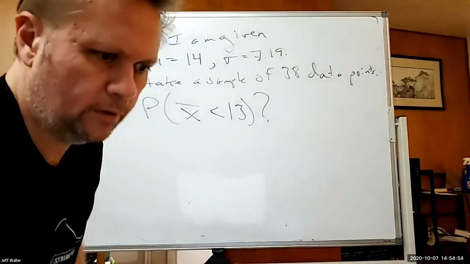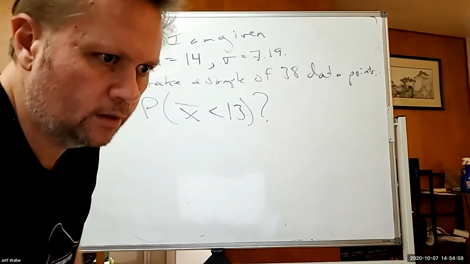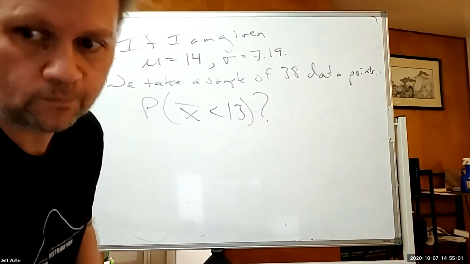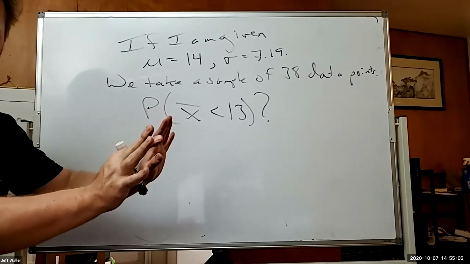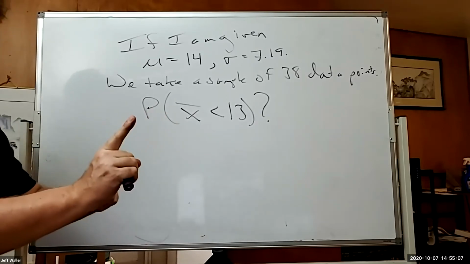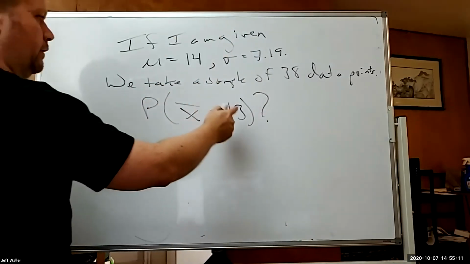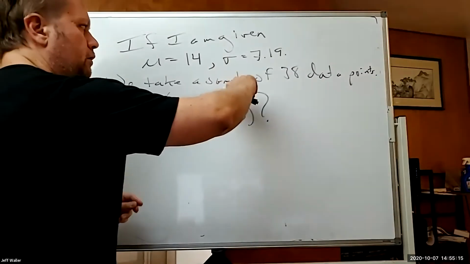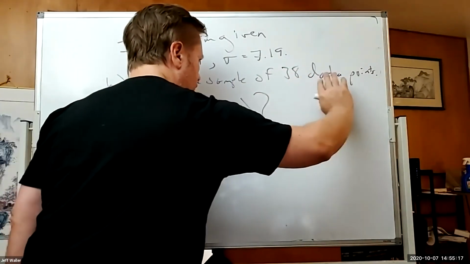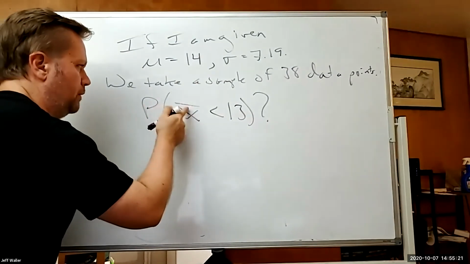All right, I can't see you guys. Let me see, where are you? There you are. All right, doesn't this feel like chapter 6? There's only one difference. They gave me a mean, they gave me a standard deviation, they're asking me the probability less than 13. There's two different things. I took a sample of 38 data points, and the question is about the sample mean.